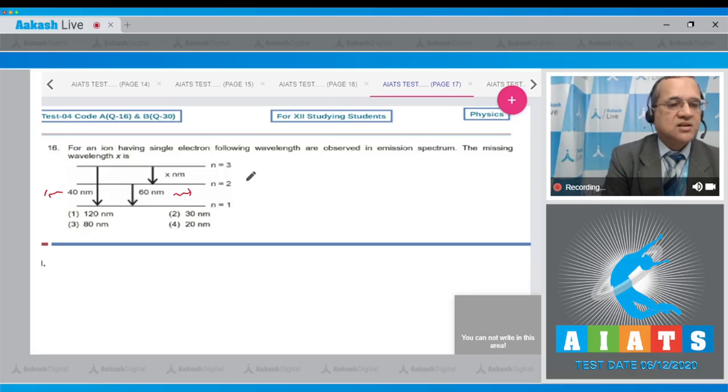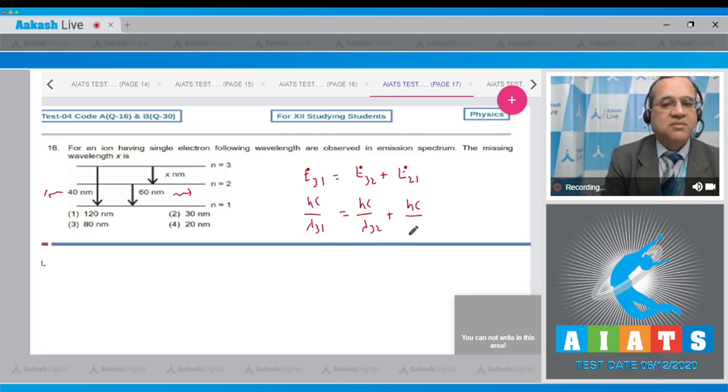Now you know that the total energy change from level 3 to 1 should be equal to the energy from 3 to 2 plus the energy from 2 to 1. And this energy is equal to hc by lambda, so hc upon lambda from 3 to 2 and hc divided by lambda from 2 to 1. So 1 by lambda 3 1 is equal to 1 upon lambda 3 2 plus 1 upon lambda 2 1.